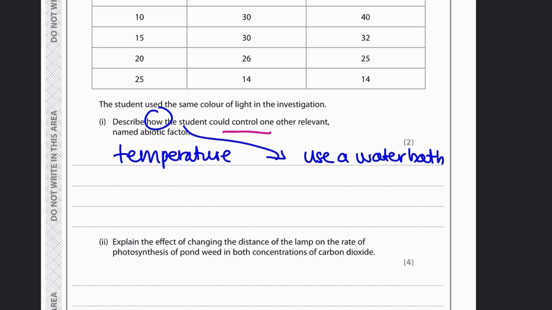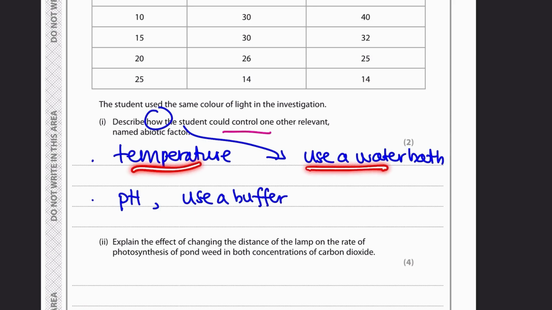Now, another point is you could also say pH. You can say keep the pH the same. And how do you keep that the same? By using a buffer. Use a buffer. So you could choose either of these bullet points, but for each one, you must mention both points to get the 2 marks. Okay, next question.